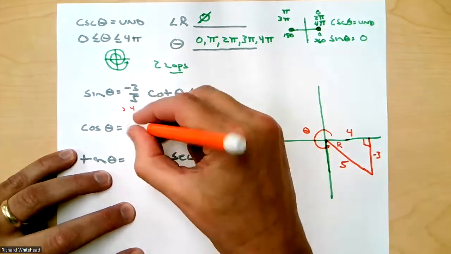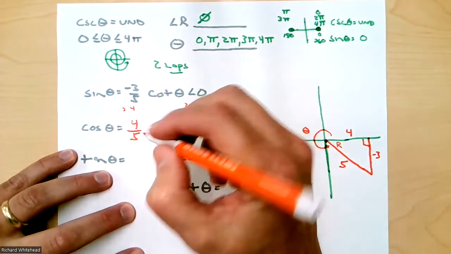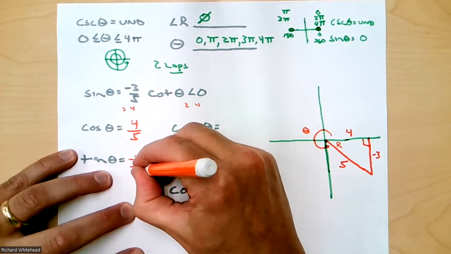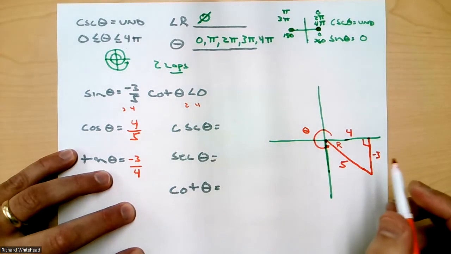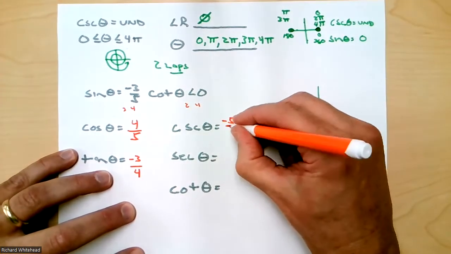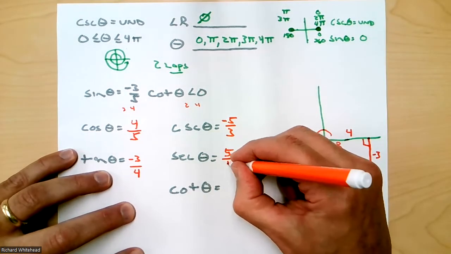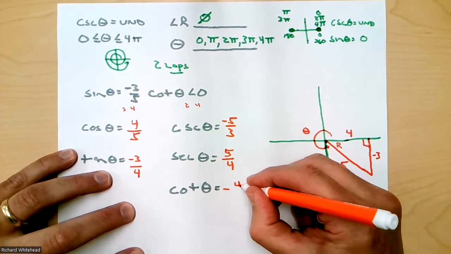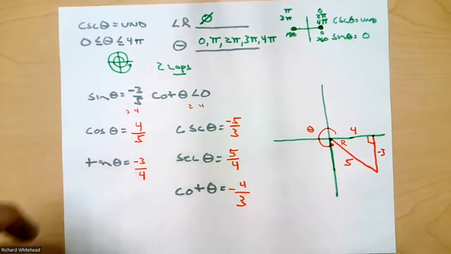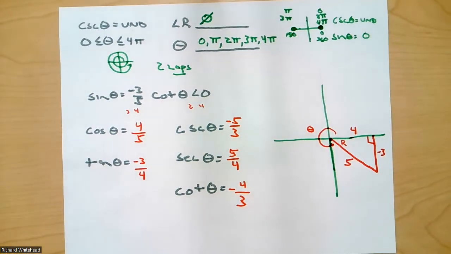So the cosine would be 4/5. Tangent would be -3/4. The cosecant, just flip that guy. That was easy enough. Secant, start flipping. 5/4. Cosecant, 4/3. Okay. Anyways, that's the last bunch of new material for this test. We will spend a lot of time on it in class.